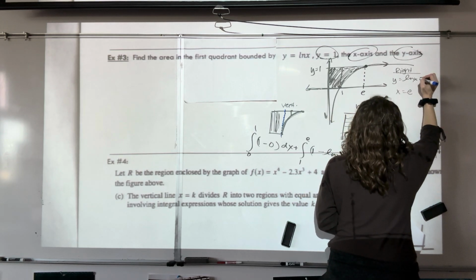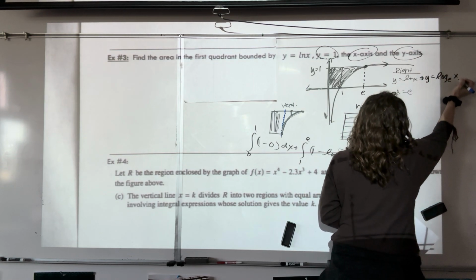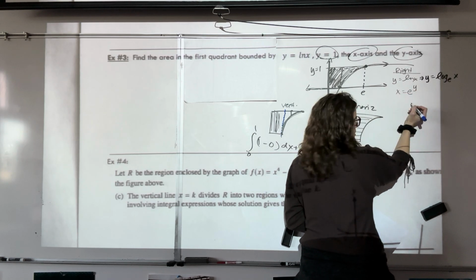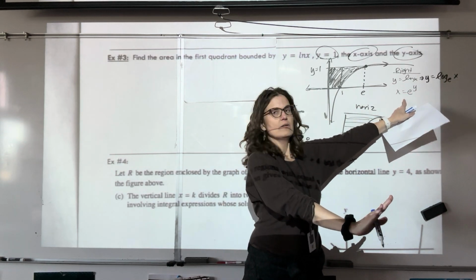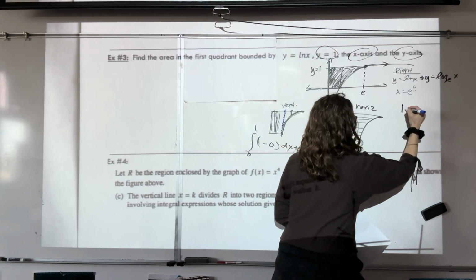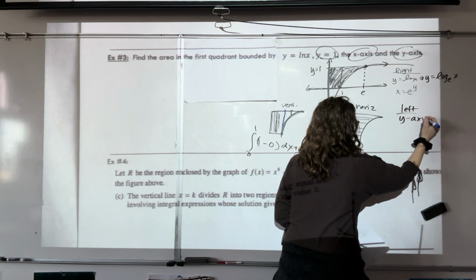Maybe to remind you that this was really y equals log base e of x. And so it's e to the y equals x. So that's going to be our right curve. Our left curve was the y-axis. What's the equation for the y-axis?